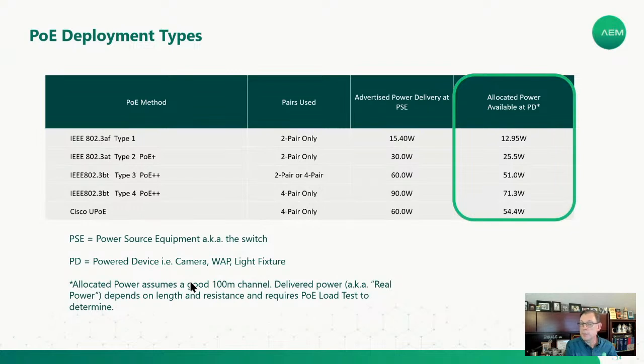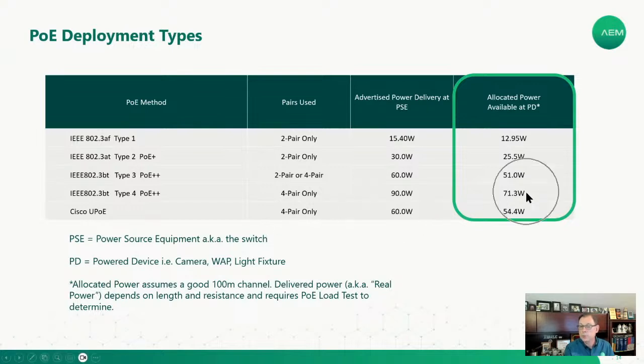So the PoE deployment types. We've got Type 1 all the way up through Type 4 here, and then the Cisco UPoE. We'll look at 90 watts as a good example here. So for the 90 watt, the Type 4 PoE++, 4-pair, 90 watts. And then here's that number, that 71.3 watts that we talk about. And that's achieved through that I squared R calculation.